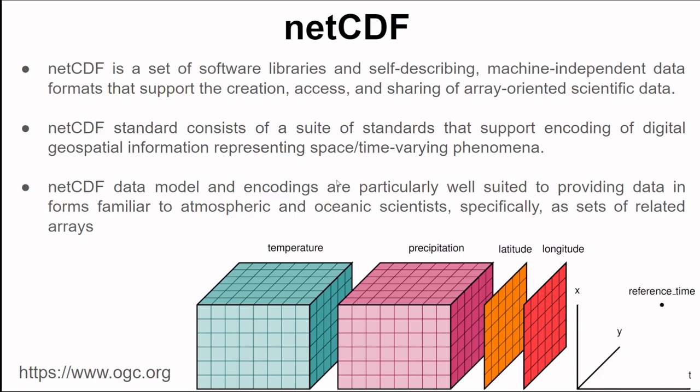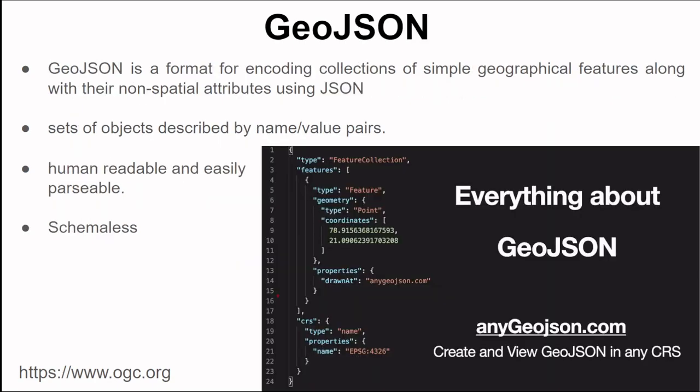The model and the encodings are particularly suited for atmospheric and oceanic data, which is in a familiar array structure. So when you want to add a temporal component to your data, you have to start looking at NetCDF, because if you use the other formats, they are just timestamps and you would not have the option to keep the temporal dimension like you would with NetCDF.